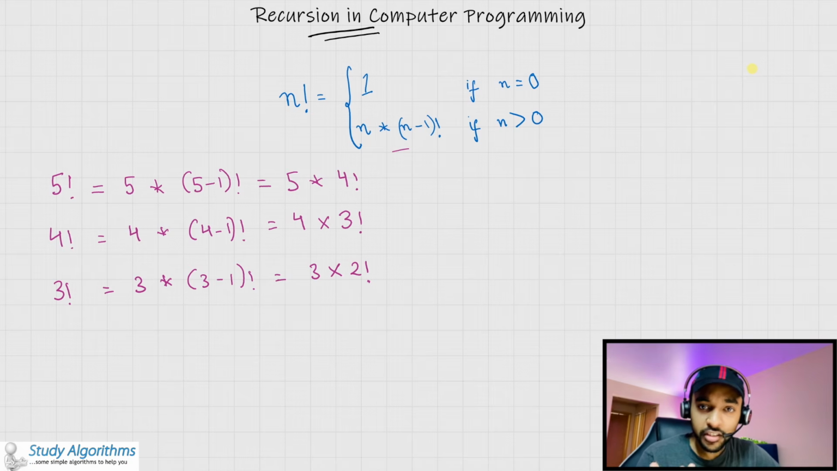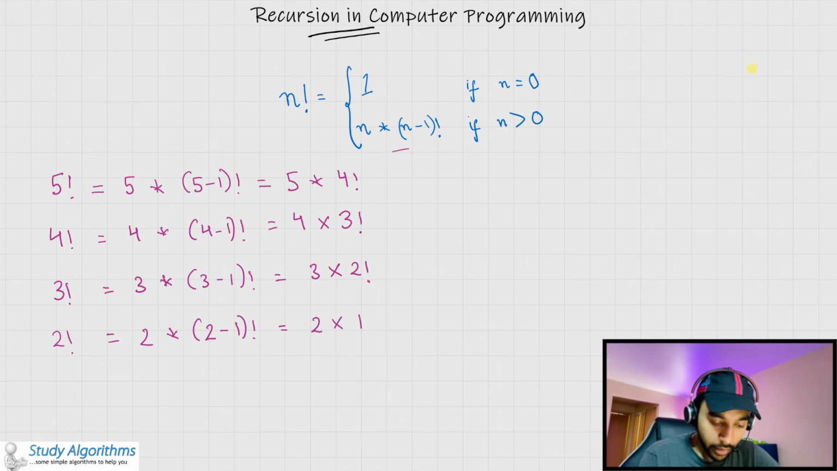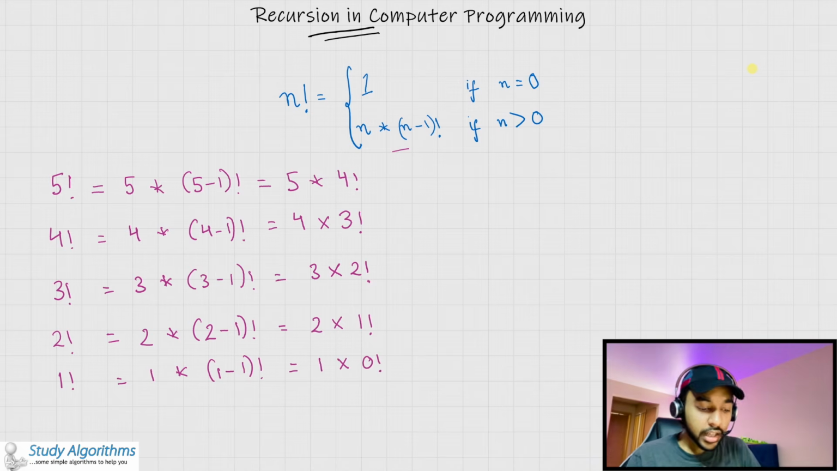Are you seeing the repetitive property over here? So let us keep on moving ahead and then see what happens. So 2 factorial would be equal to 2 multiplied by (2 minus 1) factorial, which should be equal to 2 into 1 factorial. Now 1 factorial would be 1 into (1 minus 1) factorial, equal to 1 into 0 factorial. If you look at the formula again, we know that now we have reached the terminal condition. We know that 0 factorial equals 1.